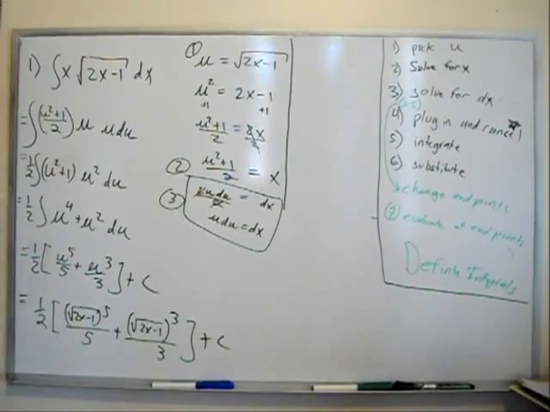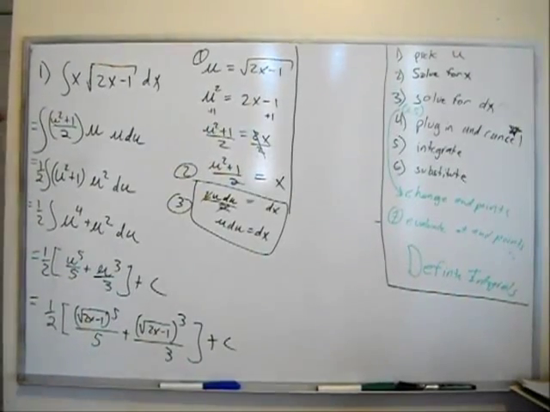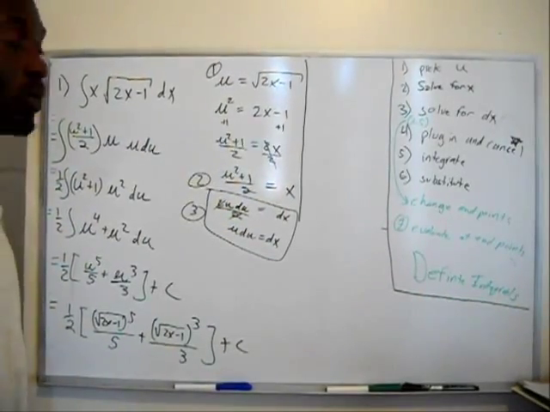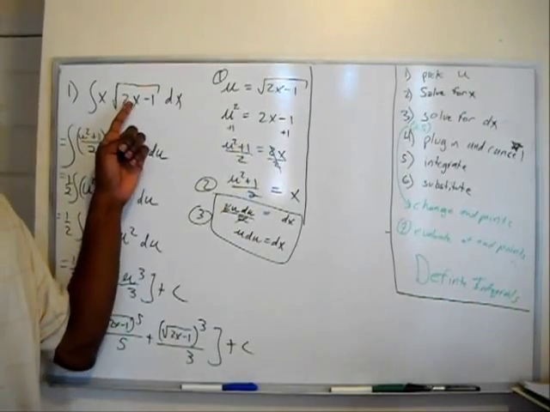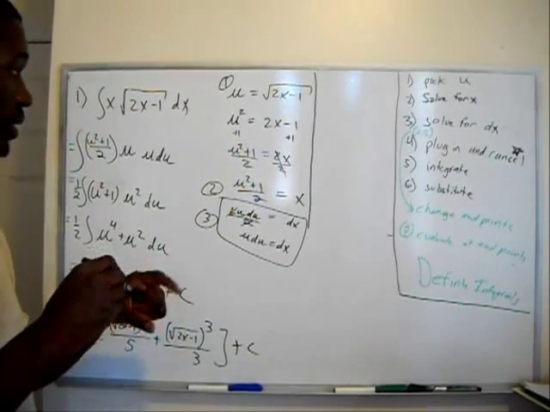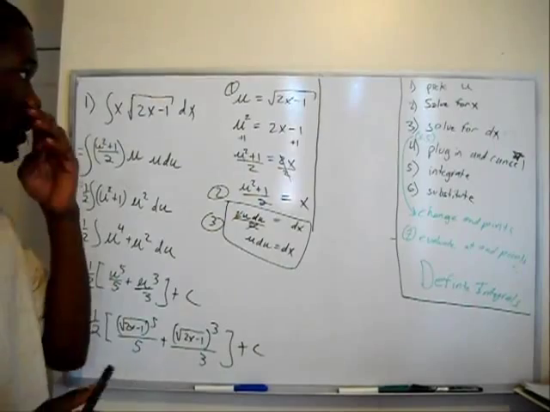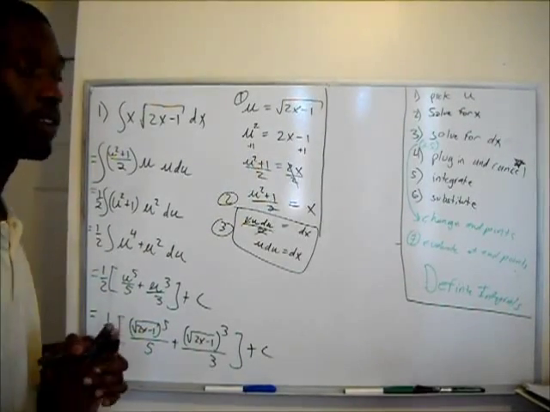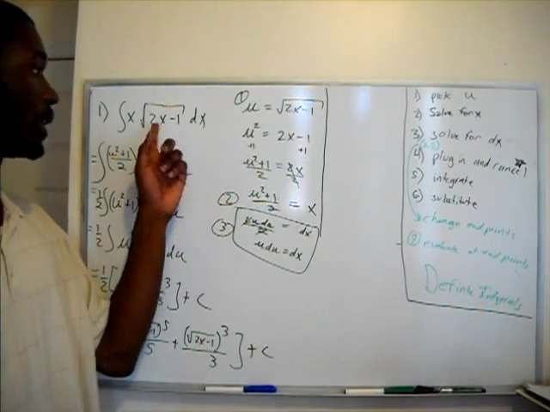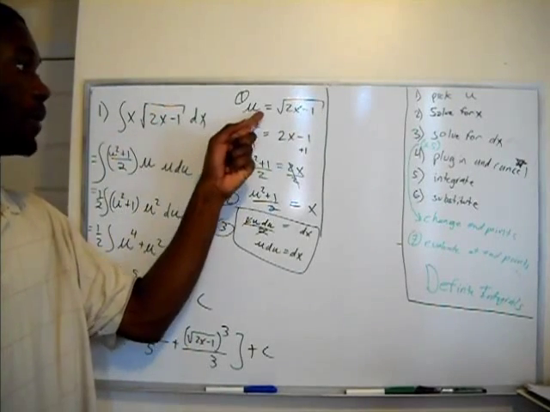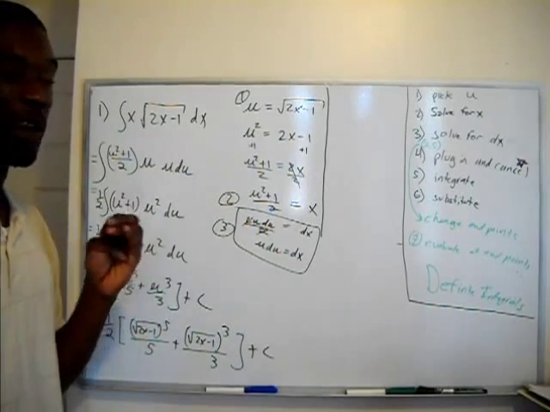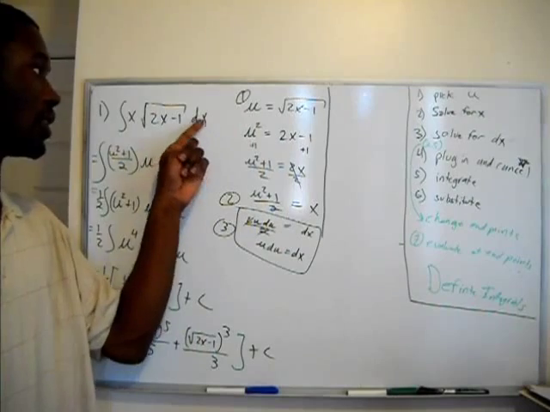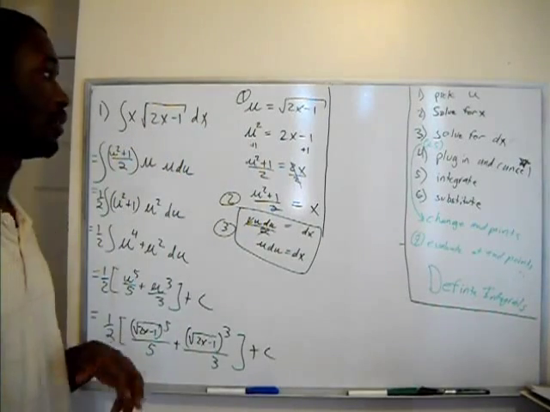Now, let me run through it again. First, we picked our u. We had this problem. We said our regular substitution just won't work because the root of the inside is 2 and it's not going to cancel out with anything. So we tried to use this new method called change of variables, and we're changing all x's into u's. First we picked our u to be this whole square root part, the square root of 2x minus 1. Had we picked our u to be the inside, it would still work, but I like to go with this method. It's a more standard way of doing it.